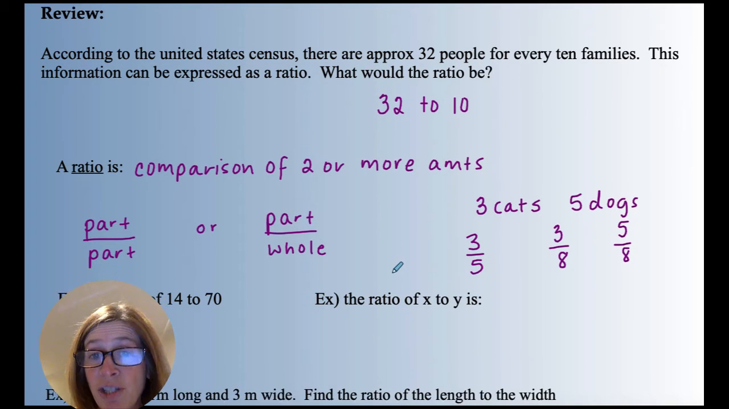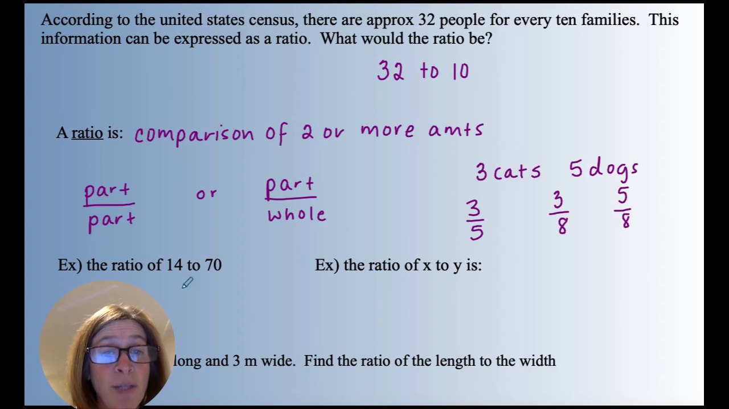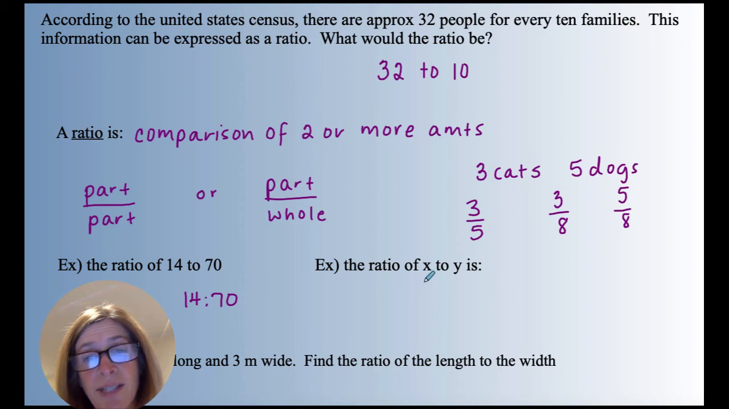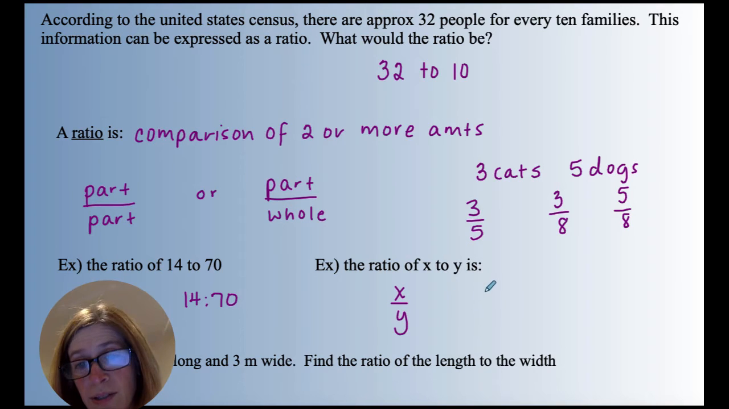So those are ways I can compare numbers. We can write ratios different ways. We could say 14 to 70. We could write the ratio of 14 to 70. I could write it as a fraction, 14 over 70, or I could write it with a colon, 14 colon 70. Same thing with x and y. I could say x to y, I could say x over y, or I could say x colon y, okay?